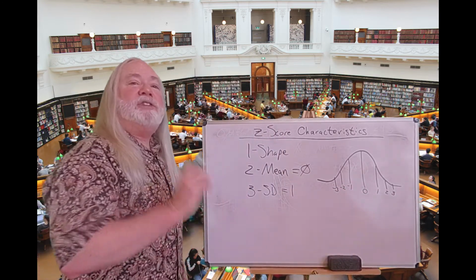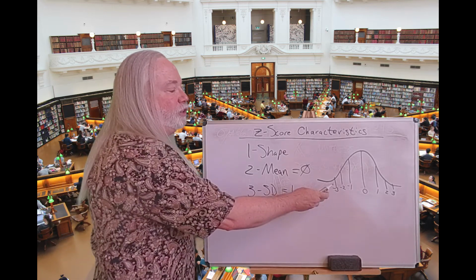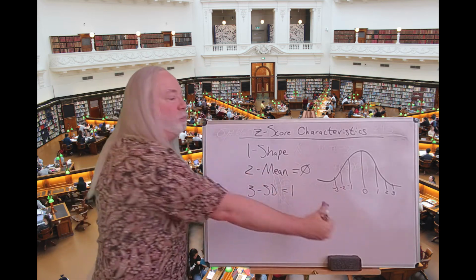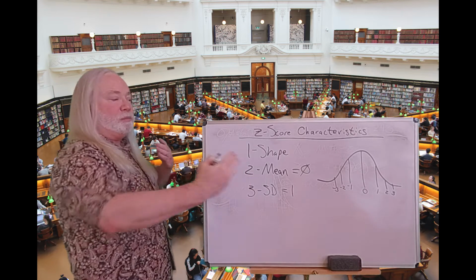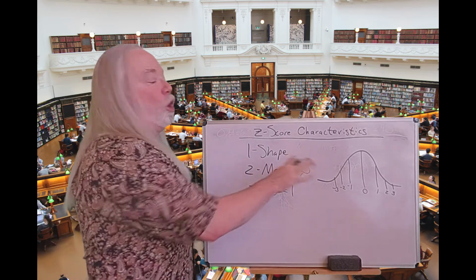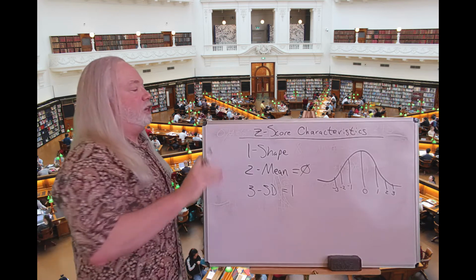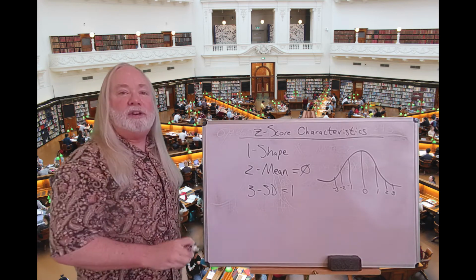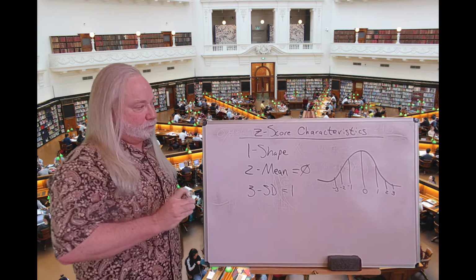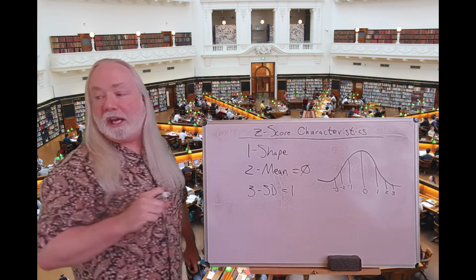Remember, standard deviations have to be positive. By having negatives here, it's just telling us it's on the left side, that it's below the mean, but the distance is always positive. So this will always be true. Any set of raw scores you have, you convert them into z-scores, you're going to have a mean of 0, you're going to have a standard deviation of 1. That's how they're built. And the shape remains unchanged.